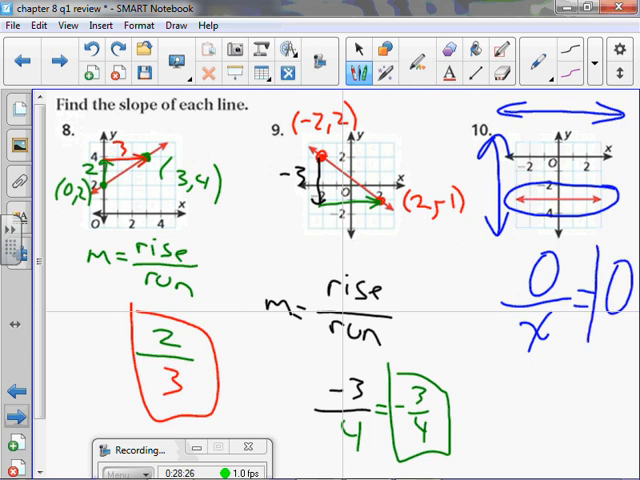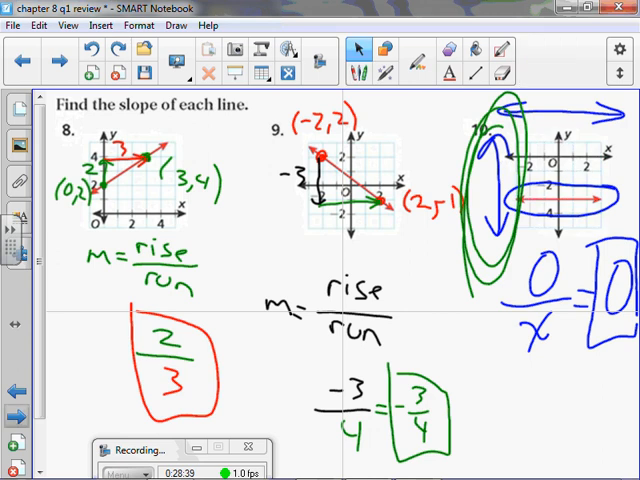Anytime you have a horizontal line, you don't really need to do any work. You just know that your slope is 0. By the way, if you had this line here, your slope is going to be undefined because you'd end up trying to divide by 0, and we should remember that we cannot divide by 0. Okay? But if you have a horizontal line, the slope must be 0.